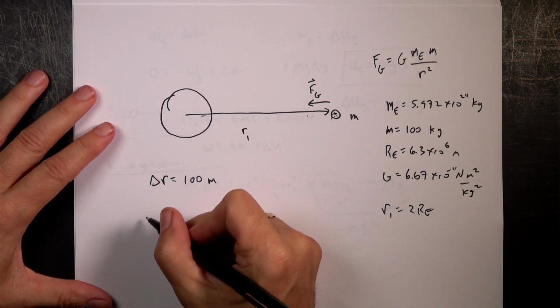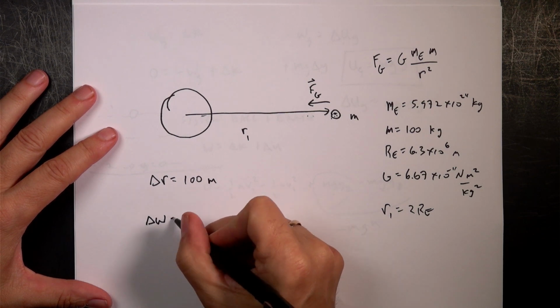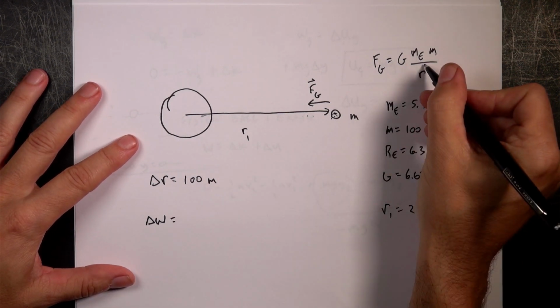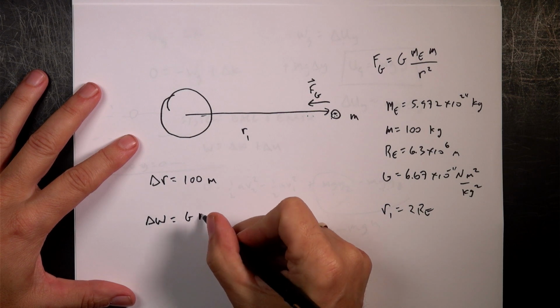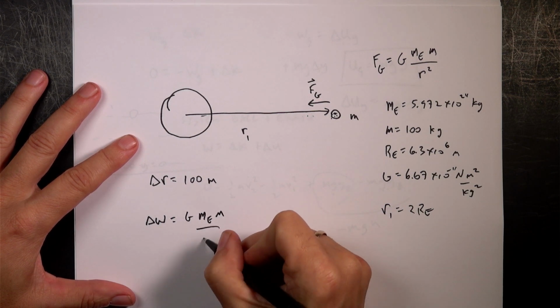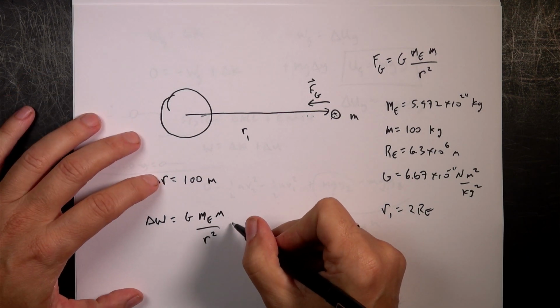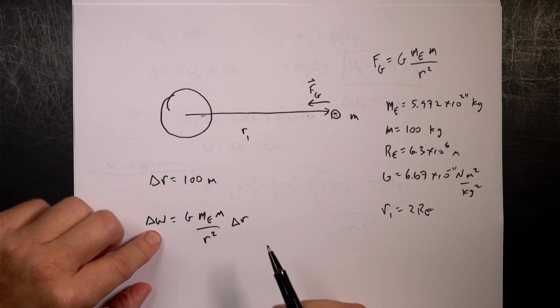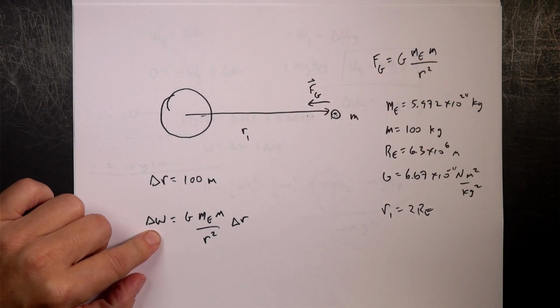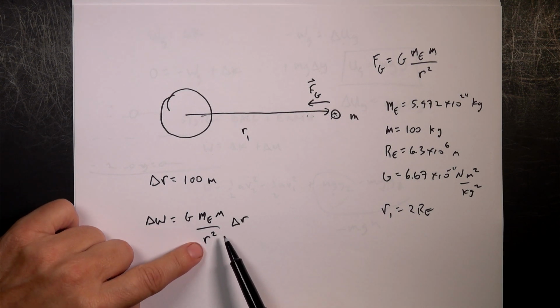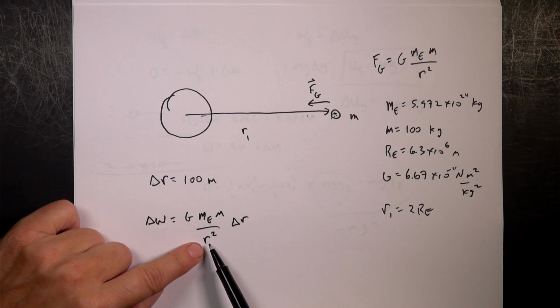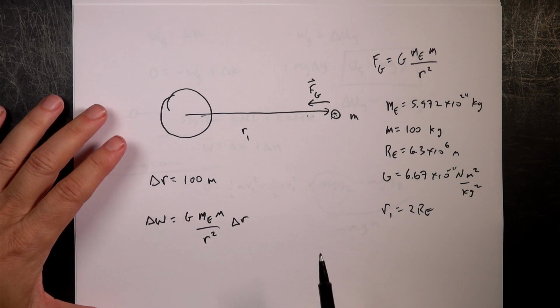And then I can calculate delta work done by gravity. It's going to be equal to this force, G, ME, m over r squared, times delta r. And it's going to be positive, right? Because it's moving in the same direction that the gravitational force is pulling. And over this step, r is not going to change that much, so I can assume it's constant. And then what I can do is do it again, right?